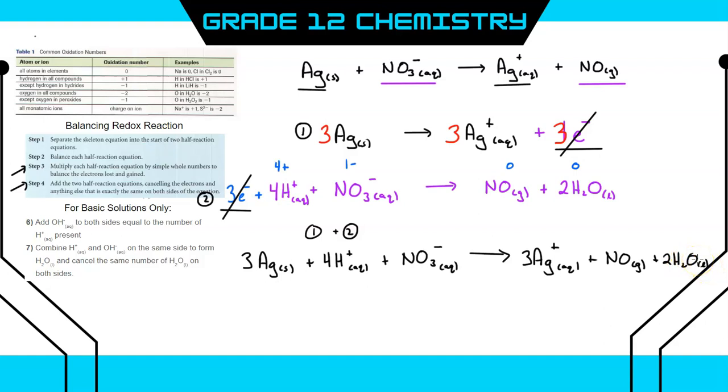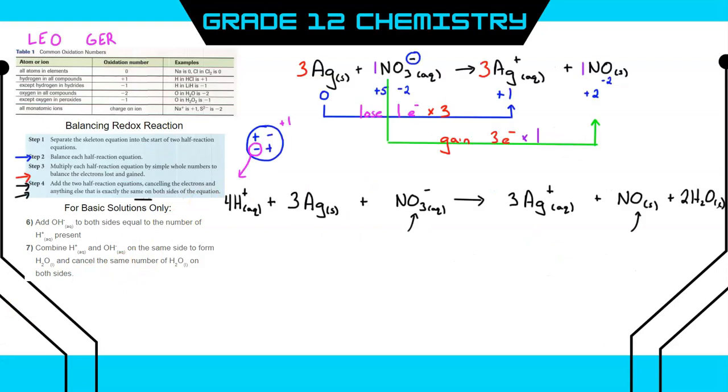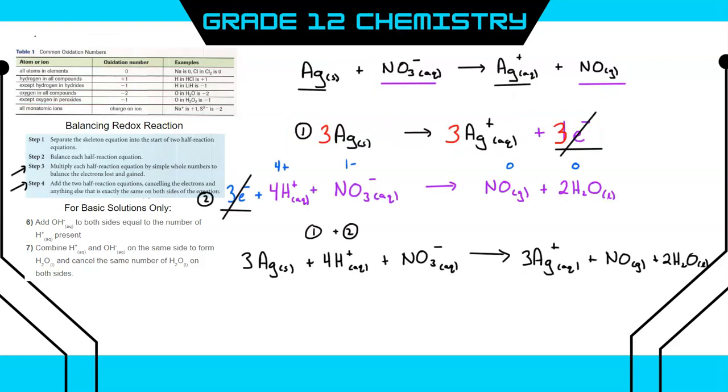Now the cool thing is if you go back and look at the answer we did for the first example, it's the exact same thing. So 2 different strategies to balance the equations, and if you wanted to use the half reaction method for a base, no problem. From this point on, you still follow the same steps 6 and 7 to do that.